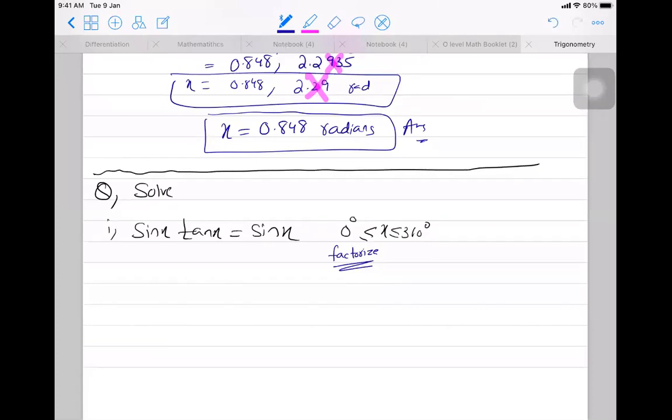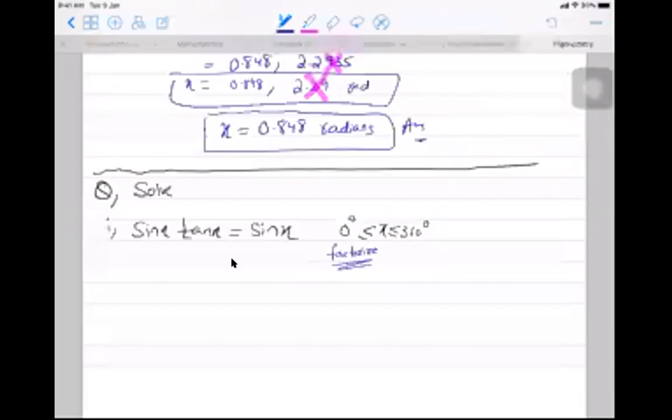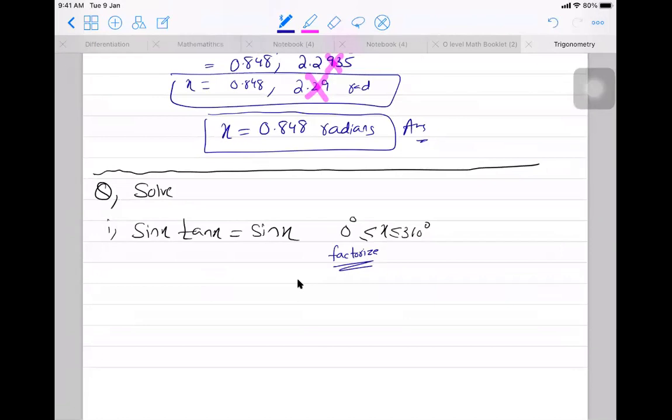The answers would be 0, 180, 45, and 225. Let me solve it and then we can compare our answers. So the first step is you take sin x to that side and make it equal to 0, then you can take sin x common. Have you done this now? Yes, sir. So sin x is going to be equal to 0 and tan x minus 1 is going to be equal to 0.